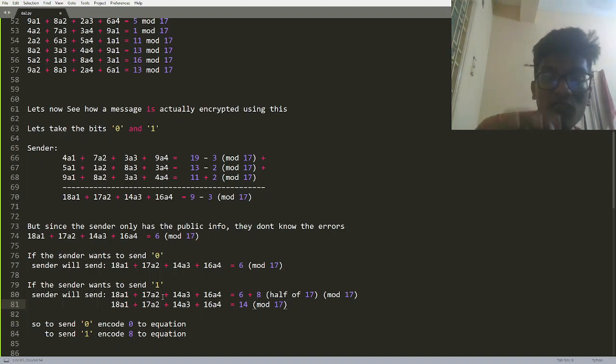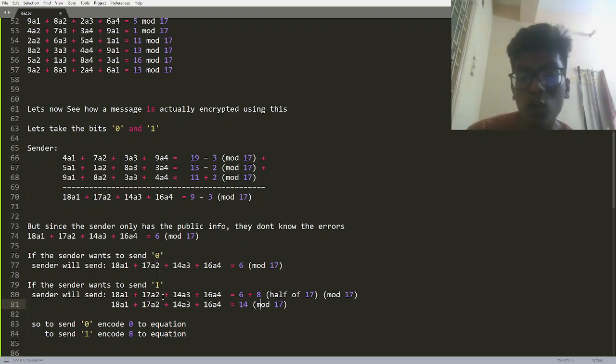So basically, if he wants to send 0, he will take some random equations, add them together, and send it to me with the errors. If he wants to send 1, he will take some random equations, add them, then add half of q, which is a prime number global variable, and then send it to me. So whatever he wants, zeros or ones, he will send some equations to me. Now I got these equations. How will I understand whether I got 0 or 1? We will see.